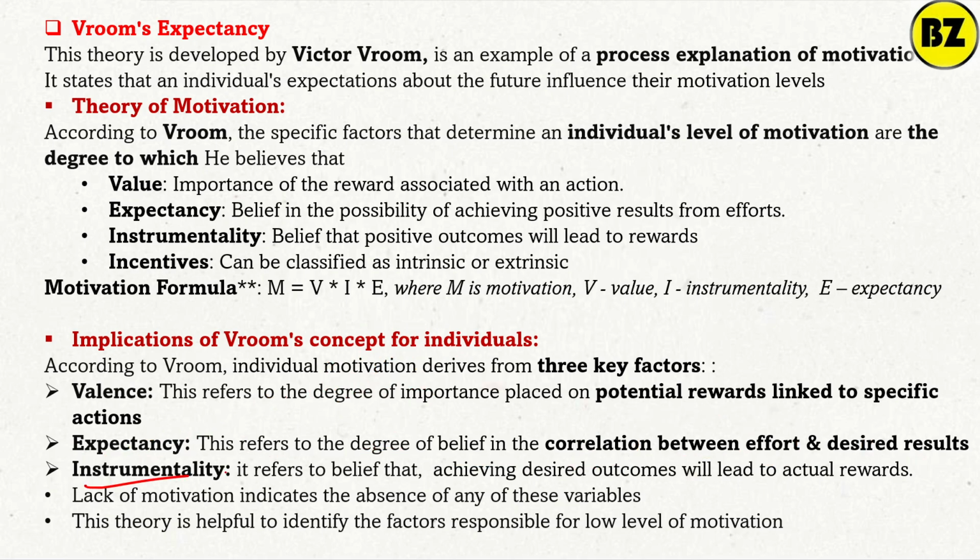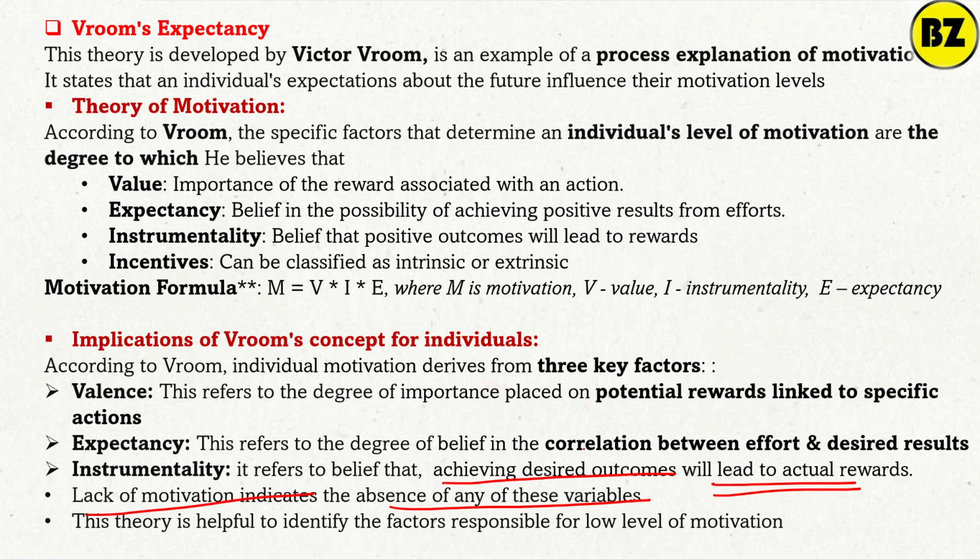Next is the instrumentality. It refers to the belief that achieving the desired outcome will lead to the actual reward. So I believe that whatever I am expecting as an outcome will be the actual reward I am getting. Simply, instrumentality is achieving the desired outcome and that will lead to the actual reward. So I am expecting that I will do good work and in proportion I will get the rewards. The lack of motivation indicates the absence of any of these: absence of valence, absence of expectancy or absence of instrumentality.